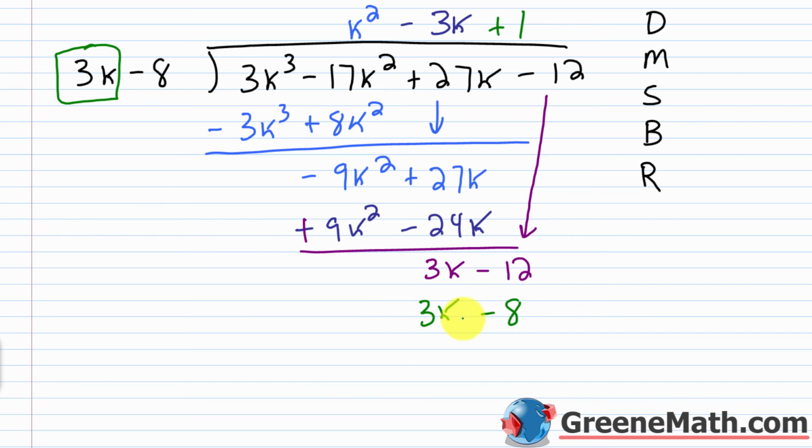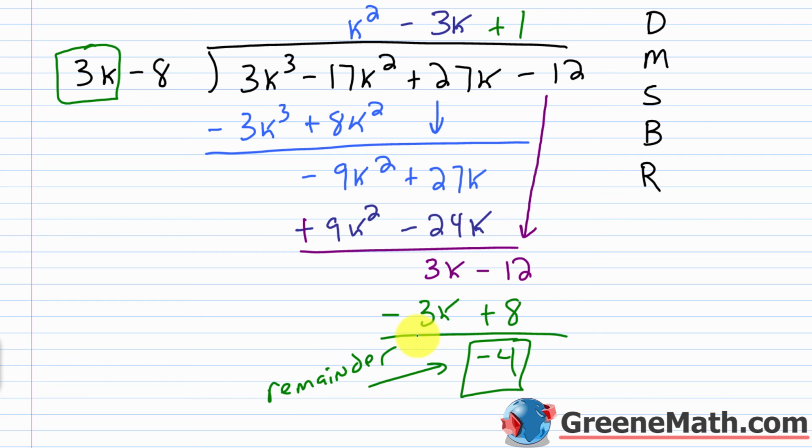Now I'm subtracting this away, so this becomes minus, this becomes plus. And then look at what's going to happen. 3k minus 3k is 0. Negative 12 plus 8 is negative 4. I don't have anything else to bring down here, so I'm done. Negative 4 is my remainder. This is the remainder.